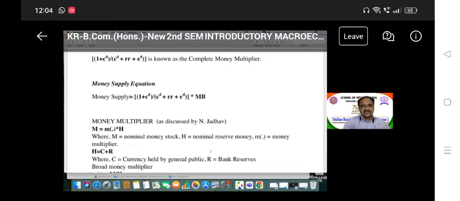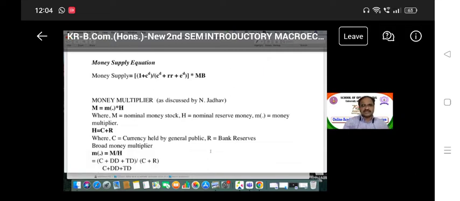So the money supply equation. Money supply is equal to C plus D, which is (1 plus CD) upon (CD plus RR ED) multiplied by MB. What is the money multiplier? Bigger M is equal to small m multiplied by H. So bigger M is the nominal money stock, H is the nominal reserve money, and small m is the money multiplier. Got it?